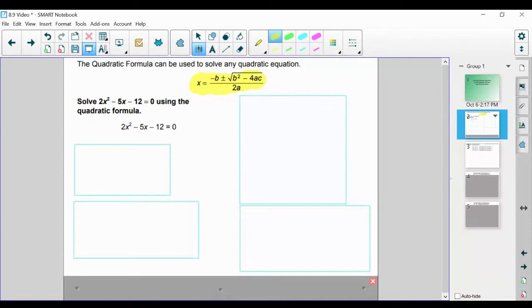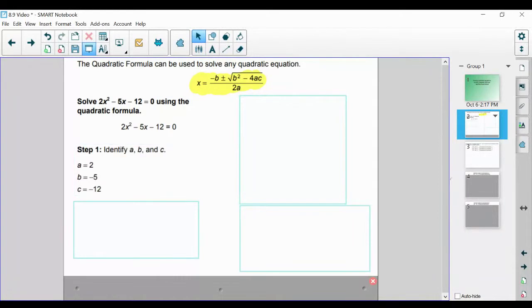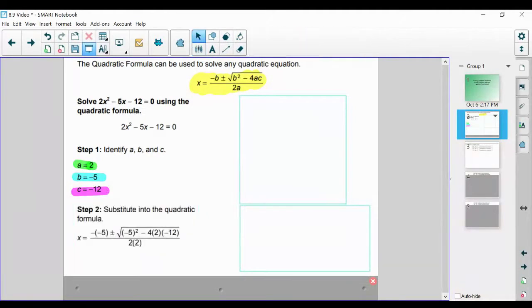So you can use Pop Goes the Weasel to help you remember the quadratic formula. And we're going to be solving 2x squared minus 5x minus 12 is equal to 0 using the quadratic formula. So let's go through the steps on how to do that. We first need to identify our a, b, and c values. A is 2, b is negative 5, and c is negative 12. Let's highlight those. That way we can plug them in and hopefully get a visual reference as to where they belong. So we're going to substitute into the quadratic formula.